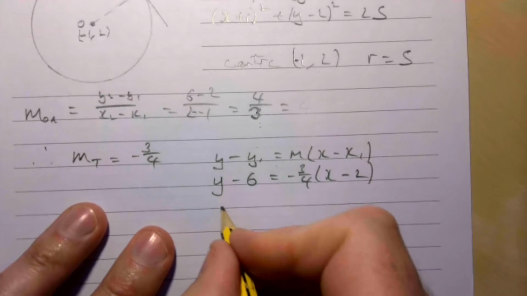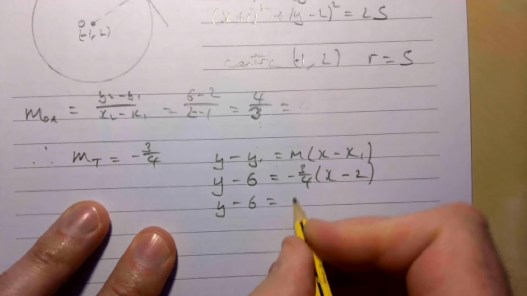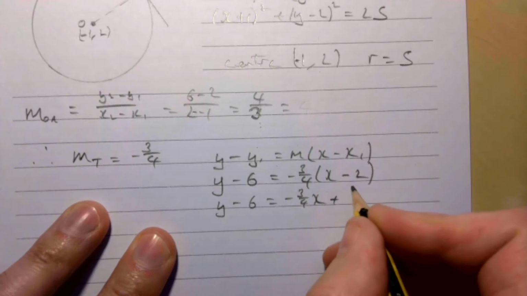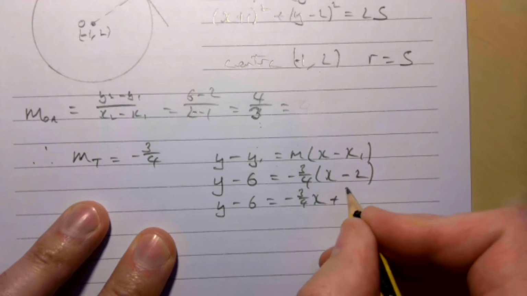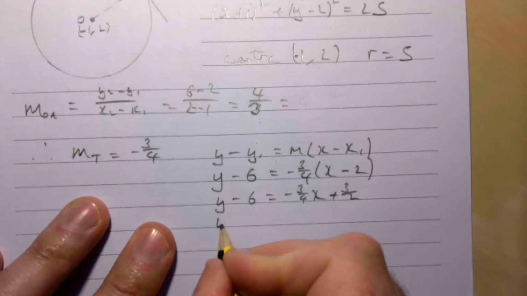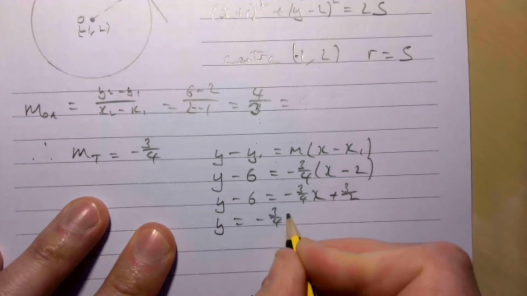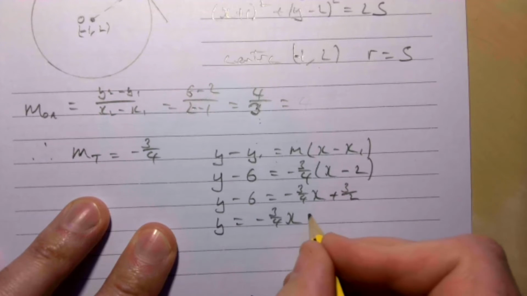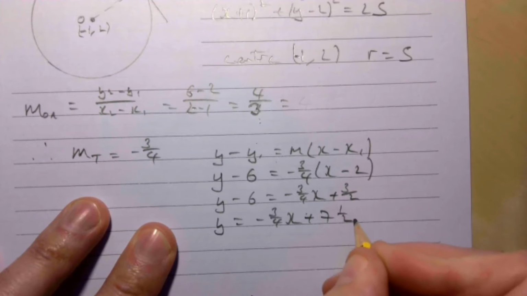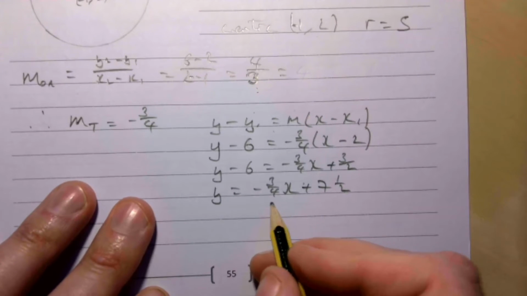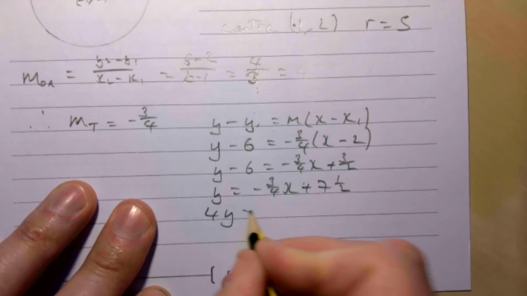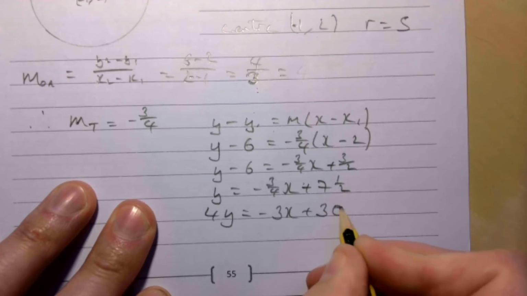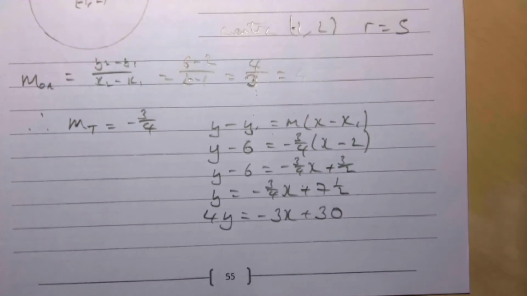minus 2. Y minus 6 is -3/4 x plus 6 over 4, so that's 1.5 or 3 over 2. Y is -3/4 x minus 6, so 1.5. That then would be 7.5. Rearranging this and getting rid of the fractions if you want, we could have then 4y equals -3x plus 30. Quite often at A level they actually tell you to write it like this, and that then is what we have there.